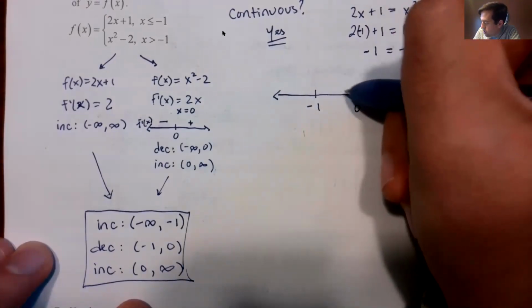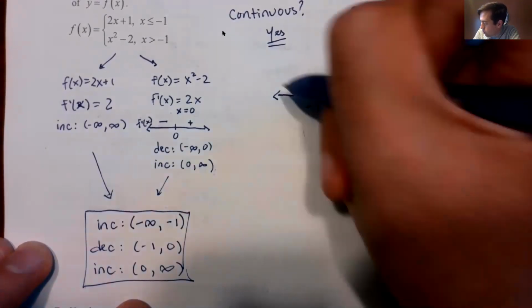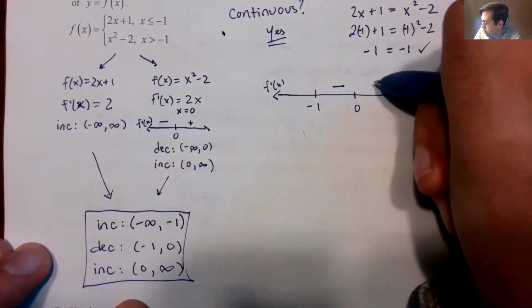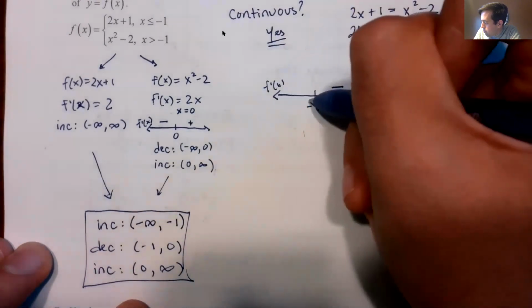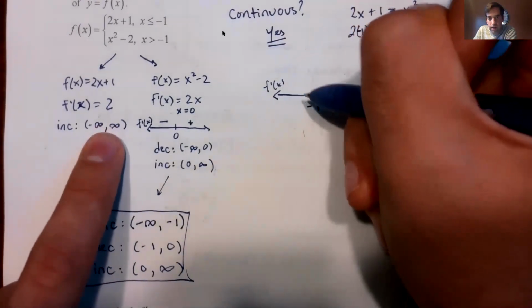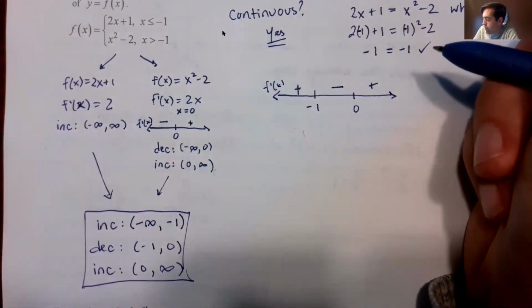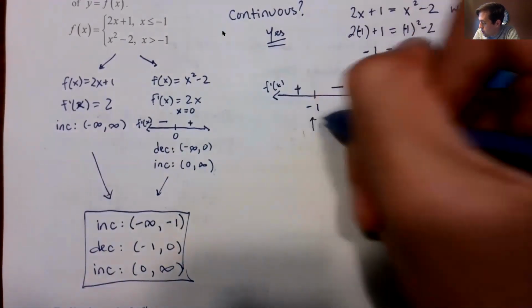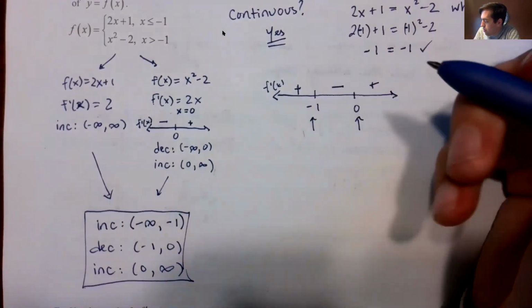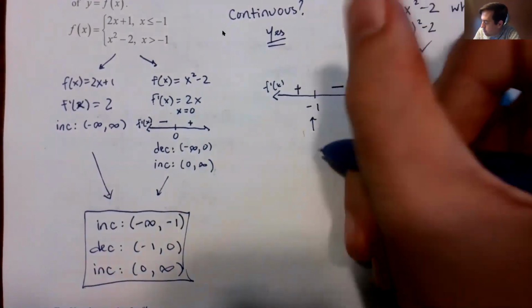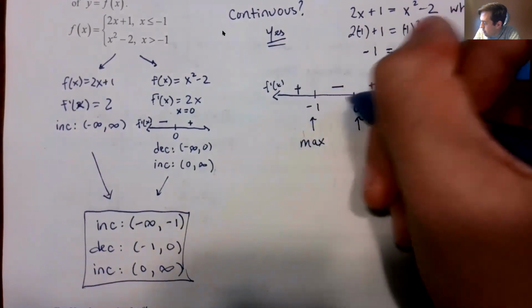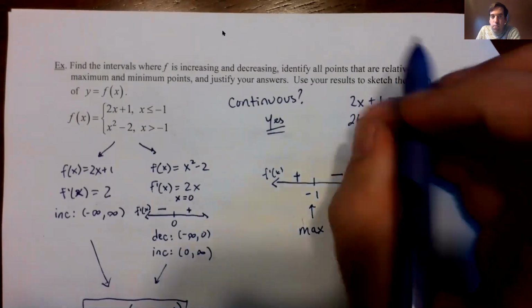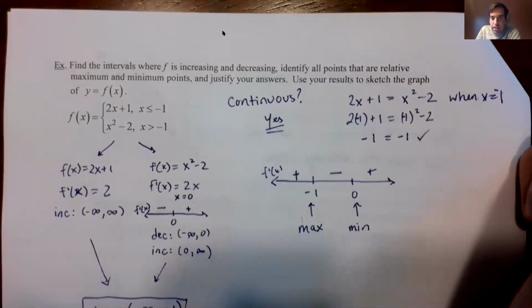And so from -1 to 0, we have a negative slope for the first derivative. From 0 to infinity, we are positive again. And from negative infinity to -1, that's this part over here. We're increasing, we have positive slope, positive first derivative. So this and this are going to be our extrema. So in this case, we have positive to negative, so this is a max, and negative to positive, so this is a min. We wanted to identify all points that are relative maxes and mins.